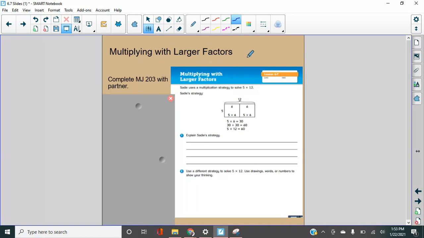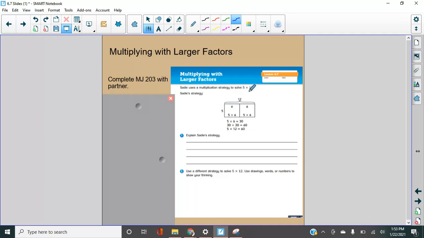All right, let's do one together. It is on page 203. Open to that page in your math journal. Let's do this together. All right, here we go. Sadie uses a multiplication strategy to solve 5 times 12. Here's Sadie's strategy. So let's take a look.